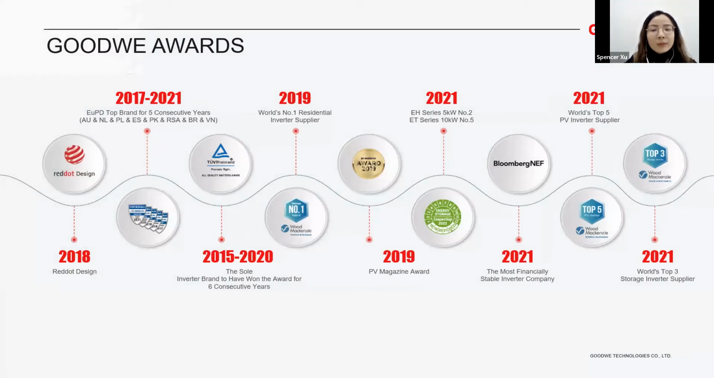GoodWe, as a famous inverter manufacturer and a leading PV systems designer, has won many global awards. We won the Red Dot Design award in 2018 for our residential products. We were also recognized by the very famous Wood Mackenzie as the number one residential inverter supplier in 2019, and as one of the world's top 5 PV inverter suppliers in 2021.